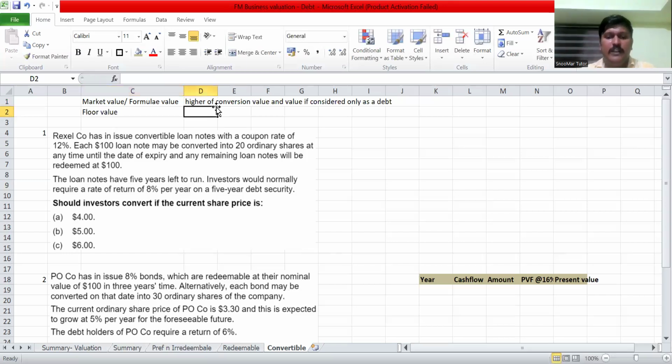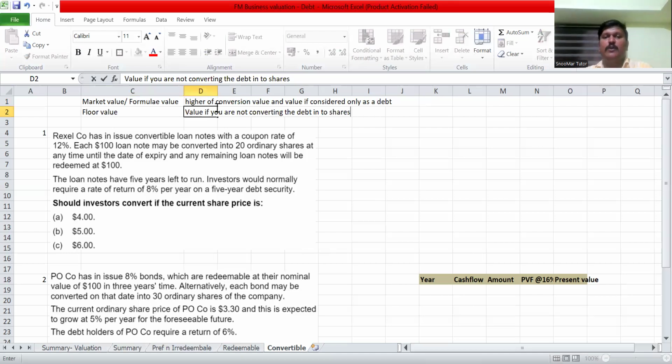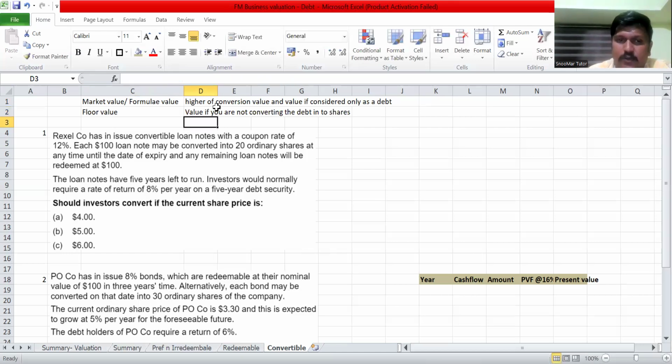Now there is another thing, the floor value. Floor value is the value if you are not converting the debt into shares. So basically, instead of the conversion value, we'll be using the redemption value and calculate the market value. That will be the floor value you will be looking at.